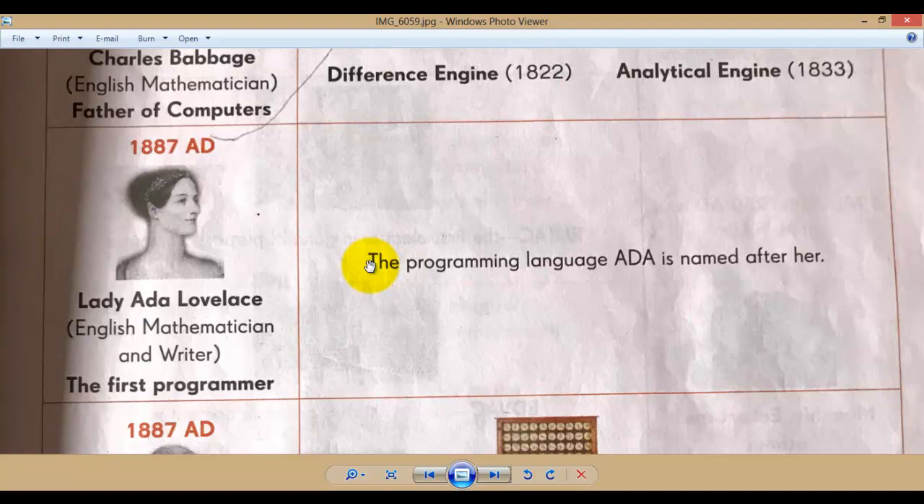So she has developed this algorithm for the machine, for the device, which has to be given to the device to do the calculation one after another. So she first wrote an algorithm for the device. That is why she is called the first programmer.